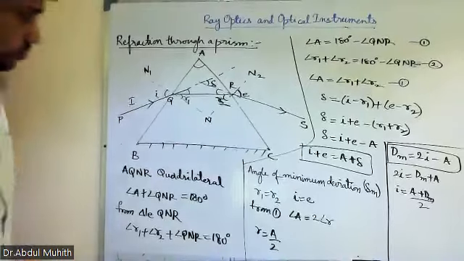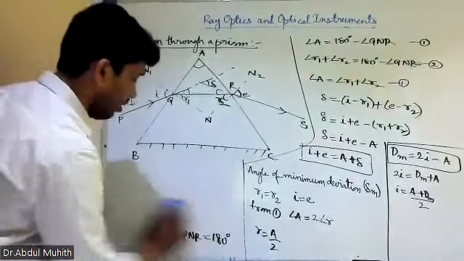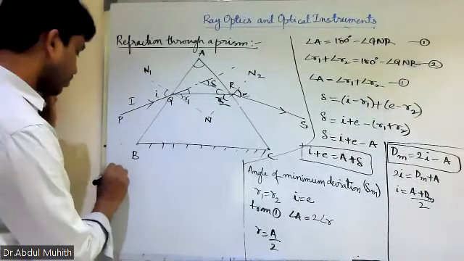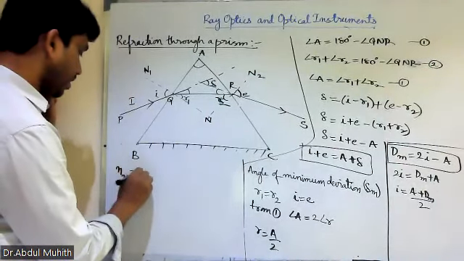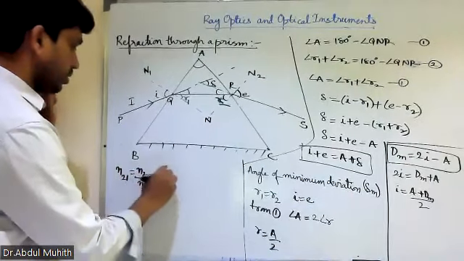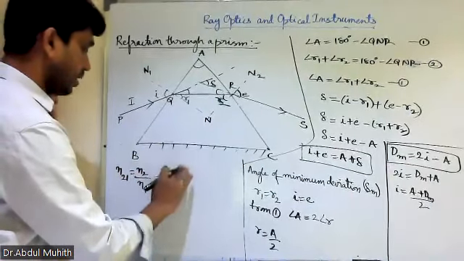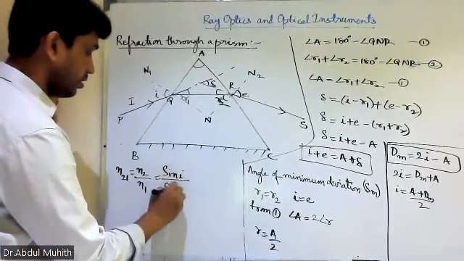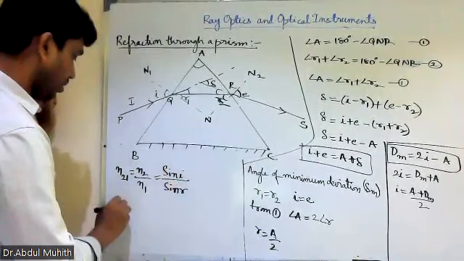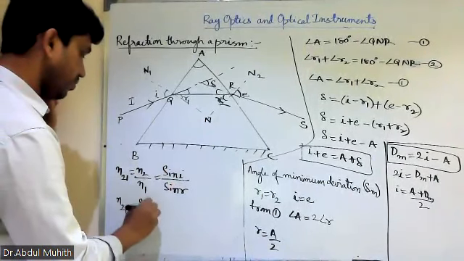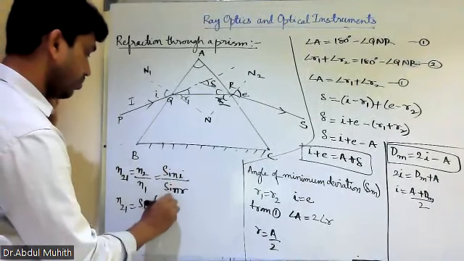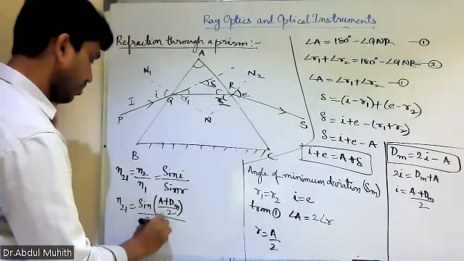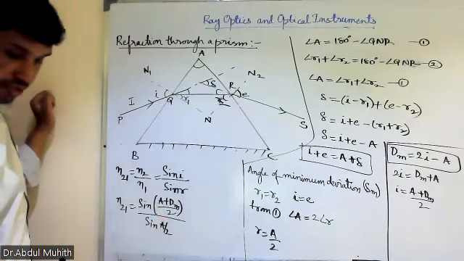Now here, we'll do now Snell's law. So that is n21. n21 is equal to n2 by n1. So what is that? Sine i by sine r. So what is n21? Sine i, sine of a plus dm by 2 divided by sine a by 2. Okay, sine of a plus dm by 2 by sine a by 2.